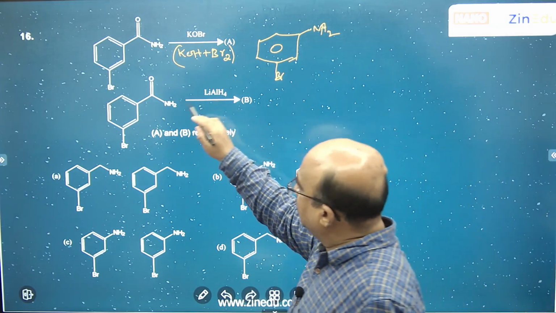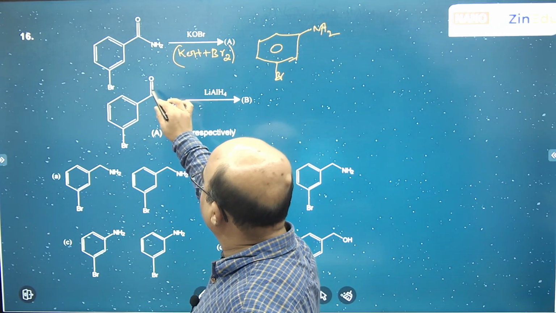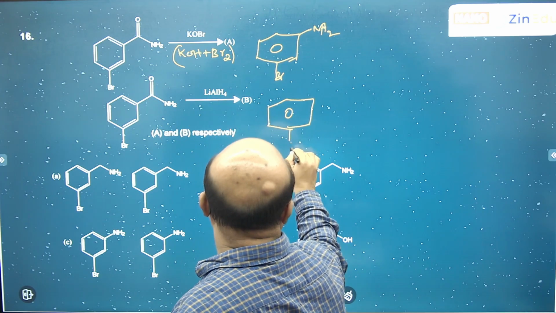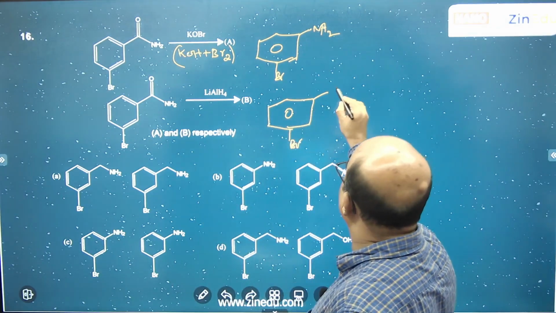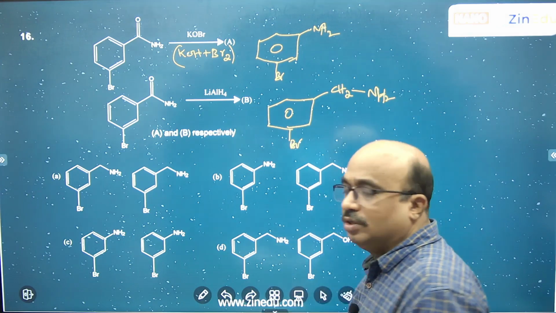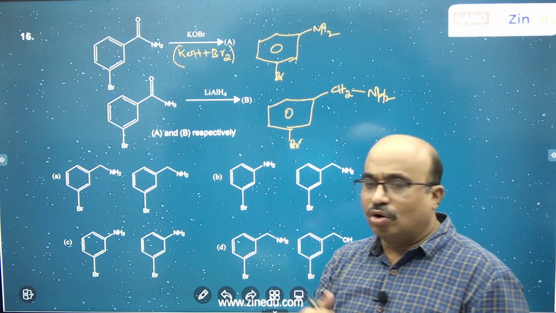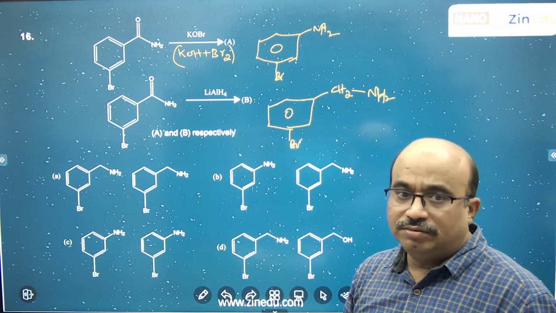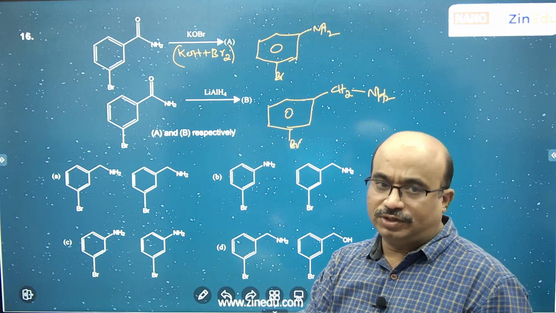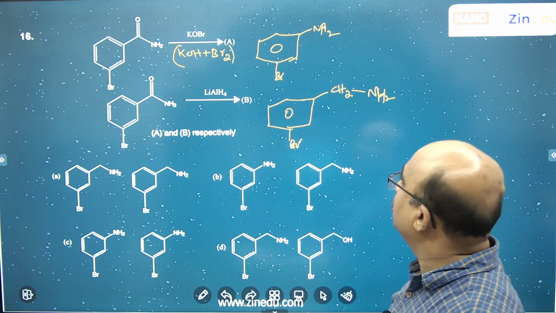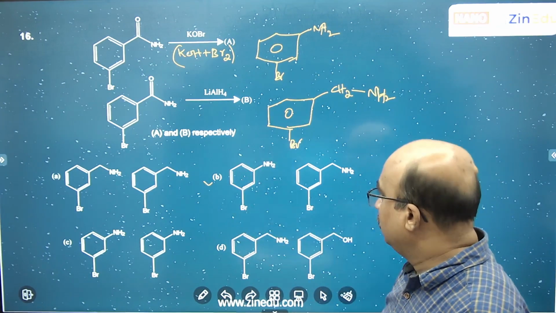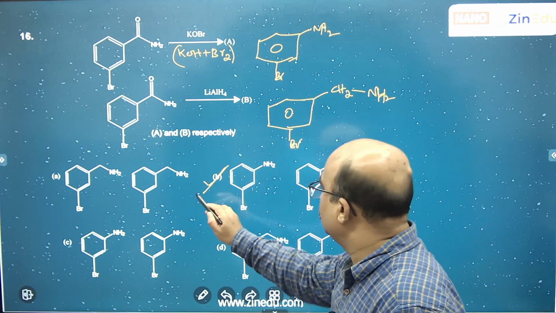Then when lithium aluminum hydride is used, it can reduce the amide into an amine. There is no effect on this halogen. If it were a normal alkyl halide, then it would be reduced also, but a halogen attached to the ring, bromine, cannot be reduced. If it were, say, CH2Br itself, then it would be converted to CH3. But in this case, it won't react. So it is CH2NH2 there, and the answer is B for us. Okay.